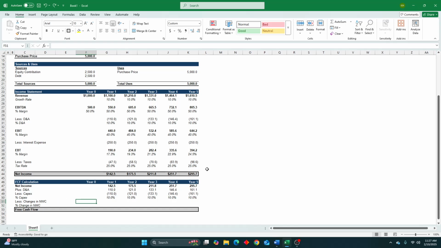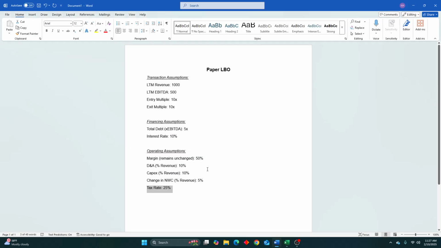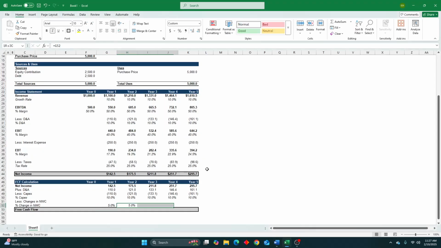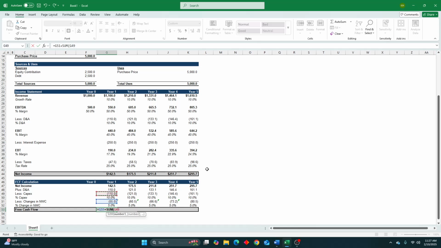But continuing on, now we have our changes in net working capital. In the prompt, it says that it's 5% of our revenue. So we'll assume it's 5% consistent forward. We'll do negative 5% times our revenue for each period. This plus the sum of all of these numbers up here. And this will get us to our free cash flow.